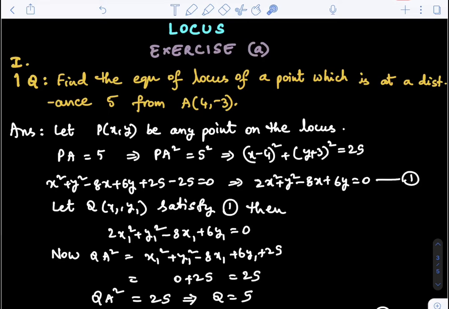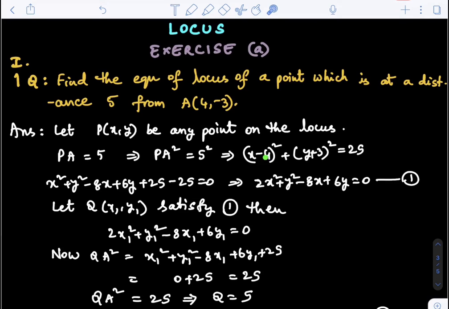So this is a distance of 5 units from P to A. That is PA, PA is 5. This is the geometrical condition. So PA square is equal to 5 square. The distance between 2 points formula is applied here. The root will be gone because of the square. 5 square is nothing but 25.